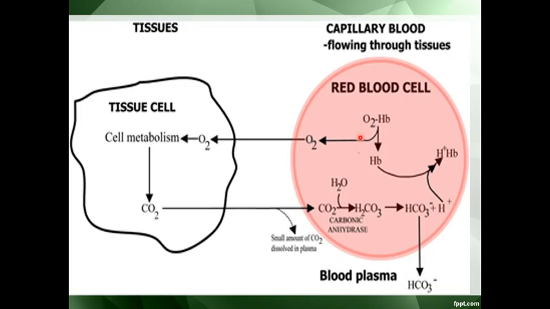It is carried to the tissues. Oxyhemoglobin is carried to the tissues. In the tissues, it will release oxygen, but it will not release oxygen unless it finds another companion. What is the other companion? Hydrogen ions. The tissue cells, they provide carbon dioxide.